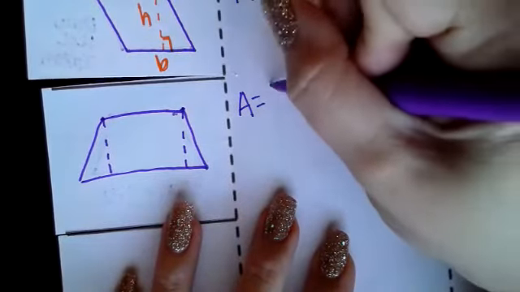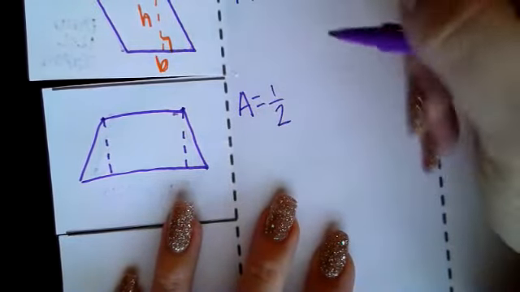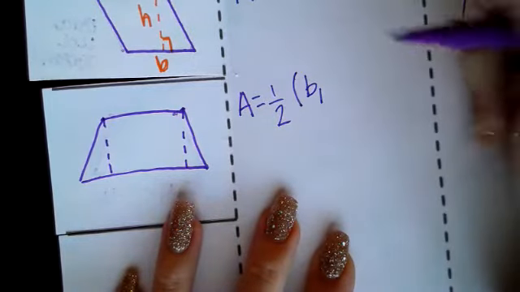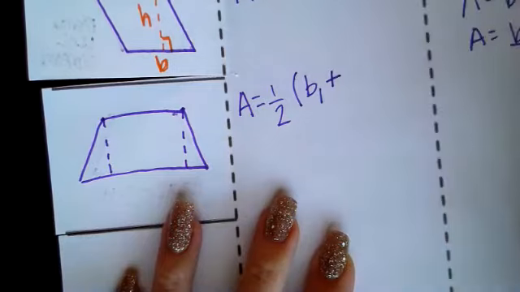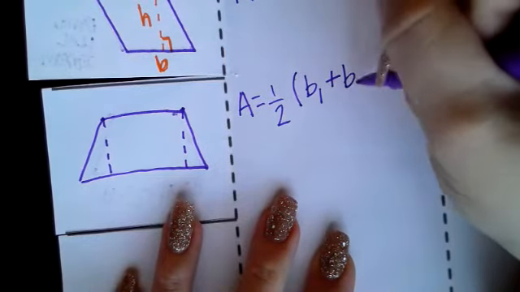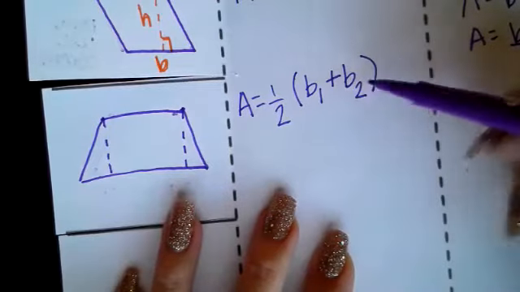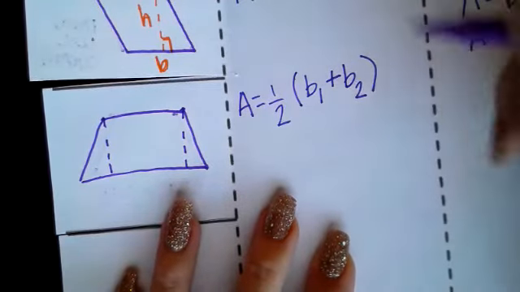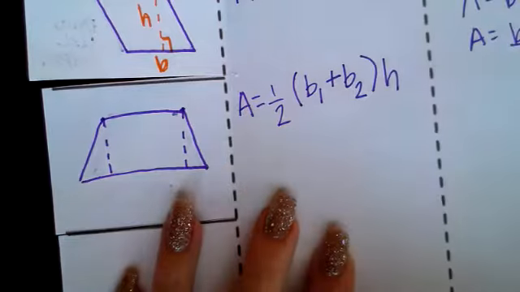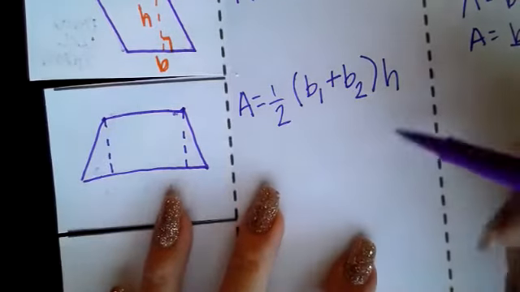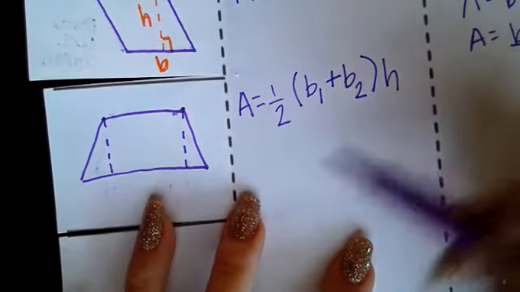So the formula is 1/2 times one of our bases. So we say base 1 plus base 2. Essentially what this means is we're adding our bases together times the height of the trapezoid. So you may think, whoa, this looks confusing, but it's just 3 steps. And here are where all the parts are on the trapezoid.